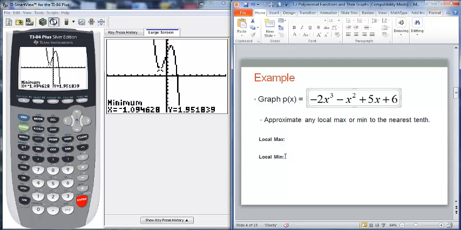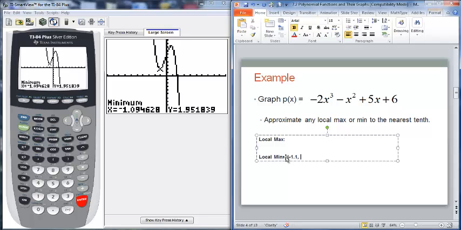So our local min, rounded to the nearest tenth, is negative 1.1. And the y-coordinate rounded to the nearest tenth is 2.0. Okay, so we had 1.95. The 5 rounds the 9 up to the next whole digit, which would make it a whole number, and so we round it to 2.0.